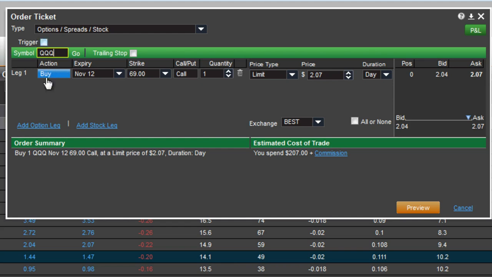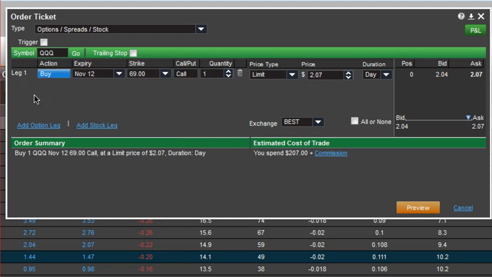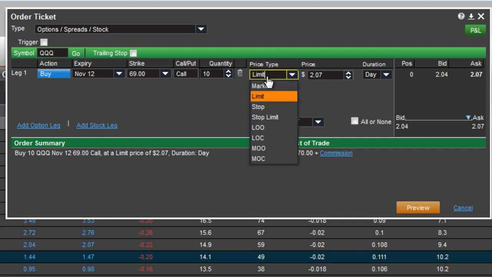Okay, so we have assigned in here the QQQ. Oh, come on, computer. Stop that. There we go. QQQ. We're going to buy to open call options, November $69 calls. How many do you guys want to buy? You want to buy one? Come on, let's get our money's worth here. Let's buy 10. Okay, let's put some money on the line.